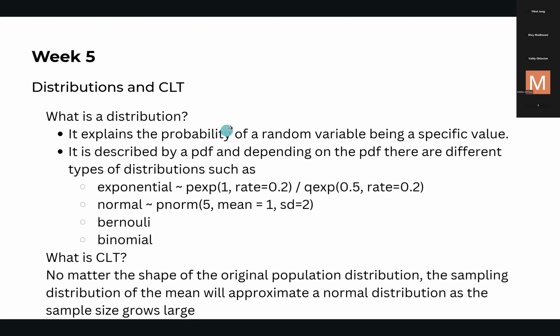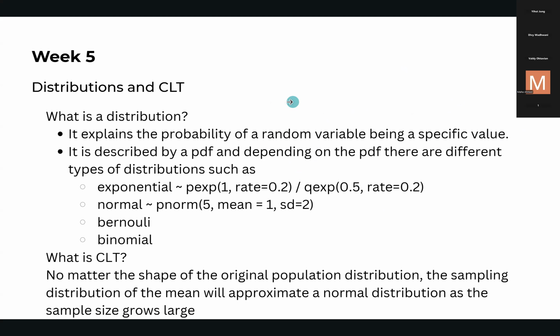So first of all, let's talk about what a distribution is. Basically, it explains the probability of a random variable being a specific value. For example, if you roll two dice, a random variable could be defined as the sum of the two dice. The specific value would be the sum, right? There are many values the two dice can add up to. If you have a probability for each sum, that will be the distribution.